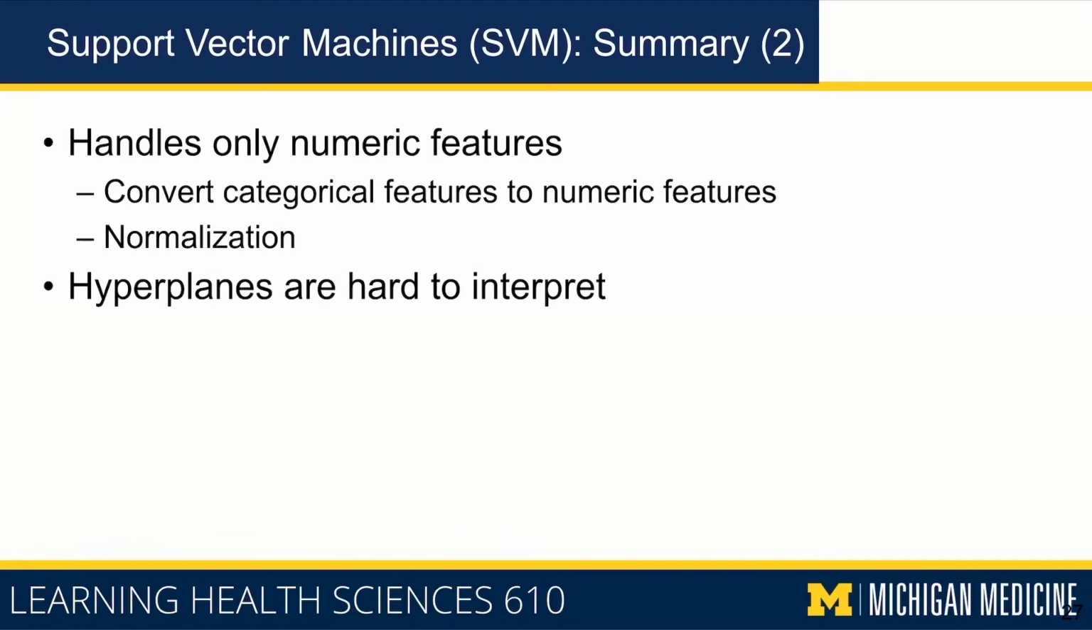The other limitation of SVMs is that these hyperplanes could be hard to interpret. It is basically a linear combination of the features, but that linear combination may not be easy to understand. You could have weights associated with the features if you want to understand that a little bit more, but it is somewhat non-intuitive, especially compared to decision trees and so on.